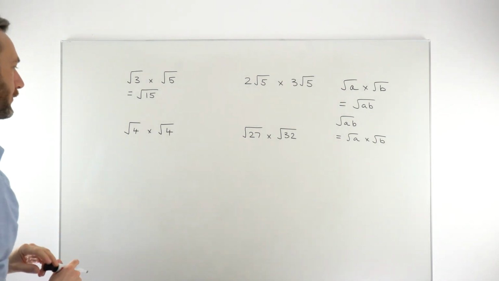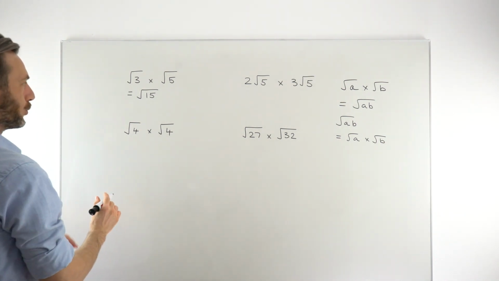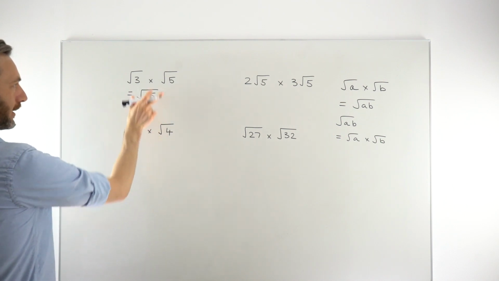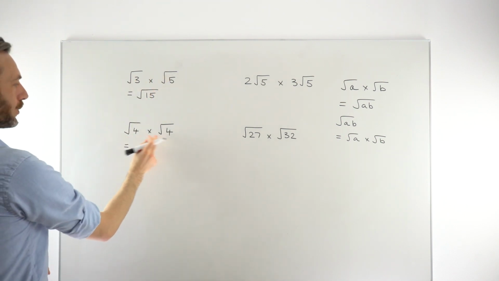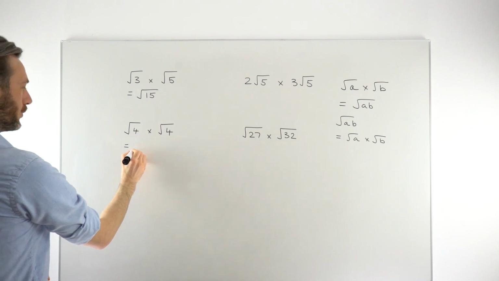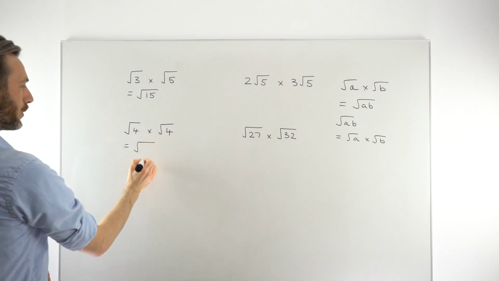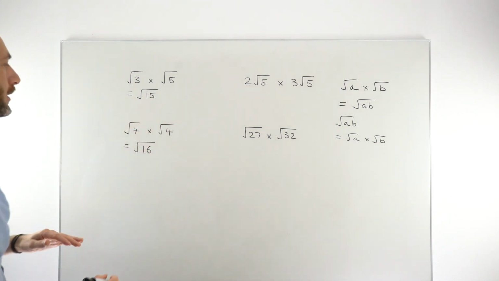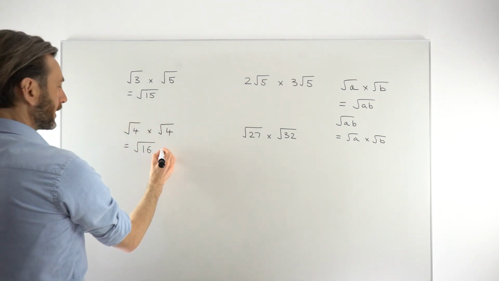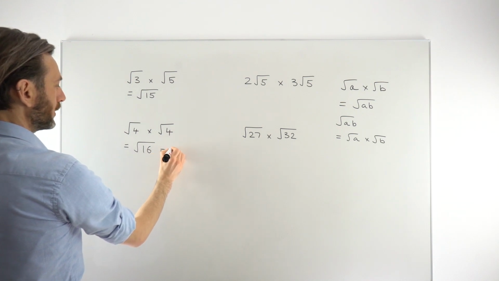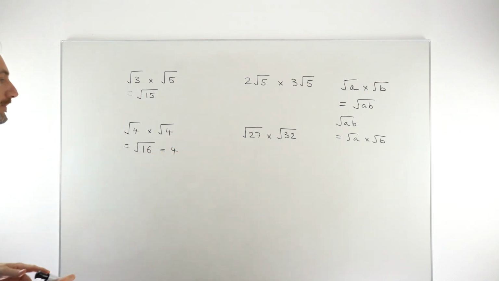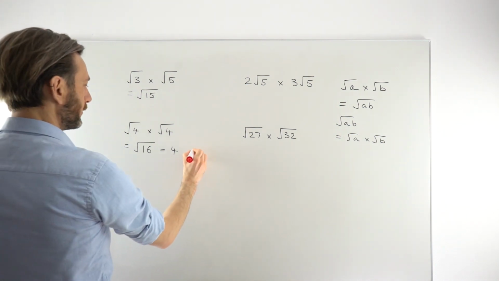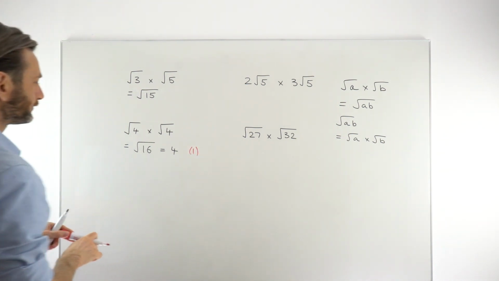Next one's a little bit different. We could take the same approach. In fact, let's start by taking the same approach. Root 4 times root 4 is going to be root 4 times 4, which is 16. So that's fine, we've just done the same thing that we did up here. But the square root of 16 is a number we can actually take. It comes out to be 4. So that's one version of how to do that. Let's call that version 1.